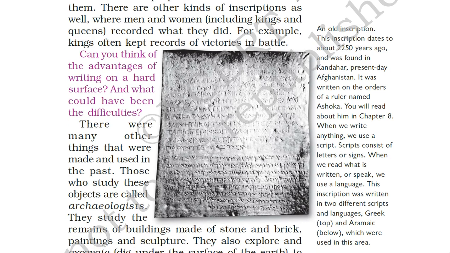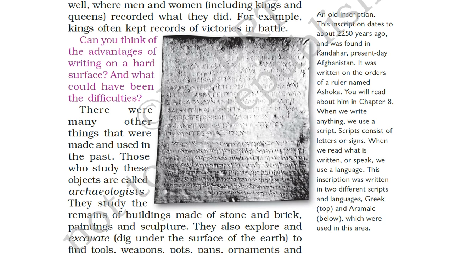Now you can see here, this is an old inscription, dating back 2,250 years, found in Kandahar, now in Afghanistan. It was written on the orders of a ruler named Ashoka. You will read about him in chapter 8. Ashoka, you might know about him also, Samrat Ashoka.